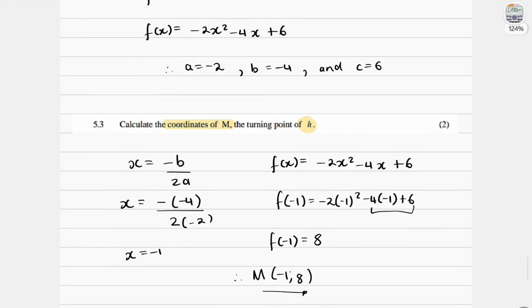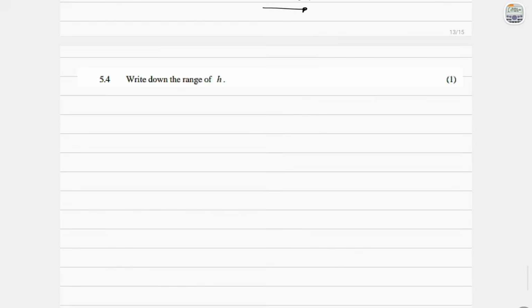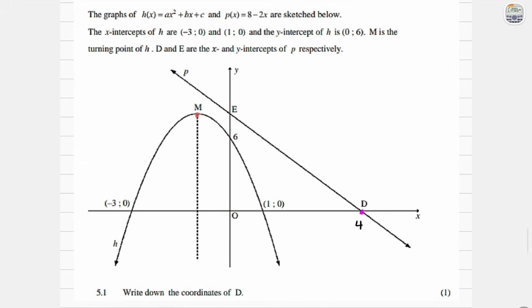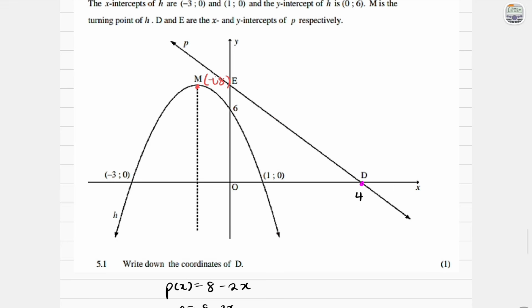Moving on to the next question. Question 5.4 says, write down the range of h. So the range of h, the turning point now is -1 and +8. So the range refers to all the possible y values of this graph, all the y values that exist on this graph. This is a parabola, but it is a sad-face parabola, so it's concave down, meaning look at all the y values we have. We have a y value over here, so that's 8.